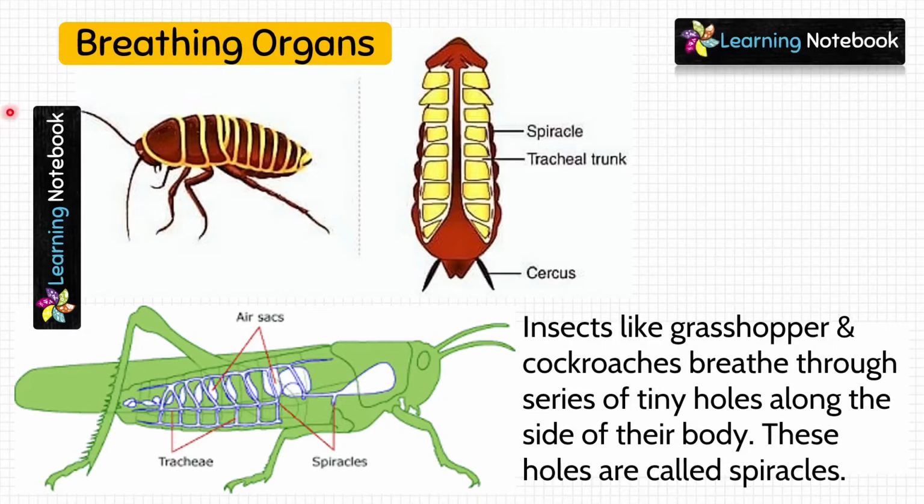Lastly, let's learn about breathing organs of insects. Insects like grasshopper and cockroaches breathe through a series of tiny holes which are present along the side of their body. These holes are called spiracles. Like here, these are the spiracles. These are present along the side of the body of these insects. So students, this was all about adaptation in breathing organs.